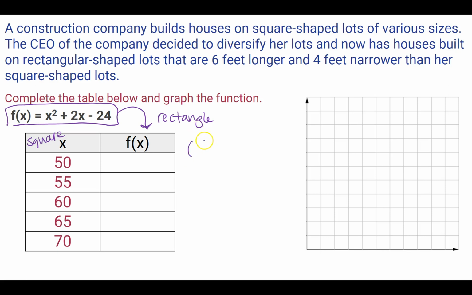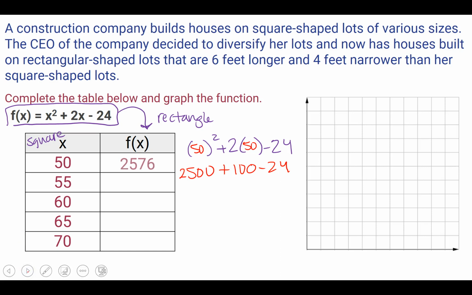So, I'm only replacing where I see an X. So, something squared plus 2 times something minus 24. All right. We're going to plug in 50 first. What is 50 squared? 2 times 50 is 100. So I need to know 2,500 plus 100 minus 24. What does that give me? That should give me 2,576.